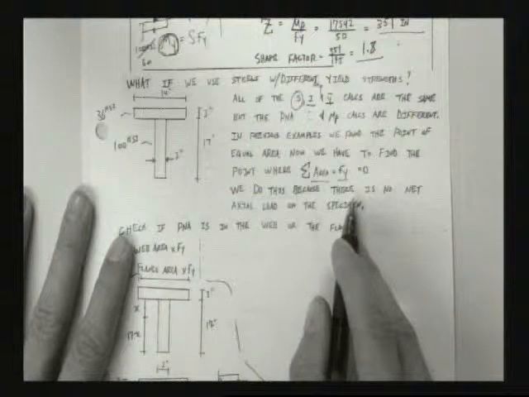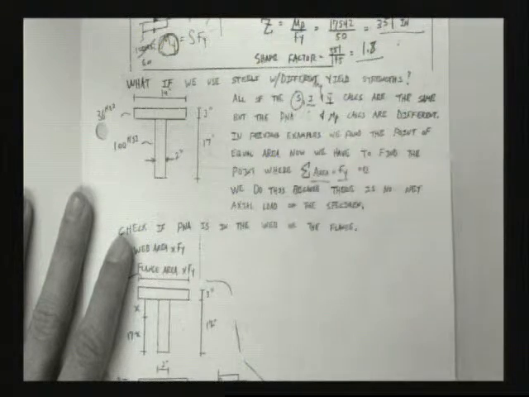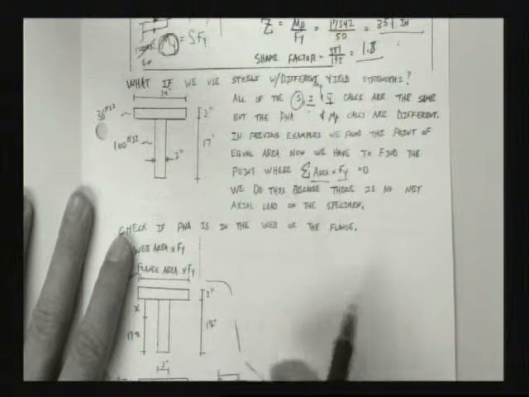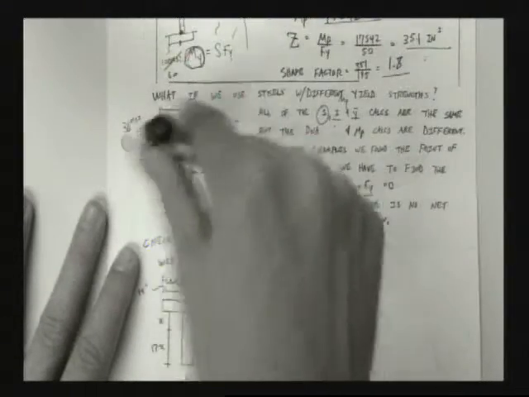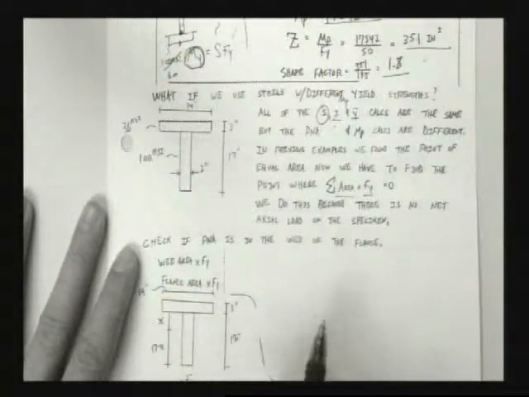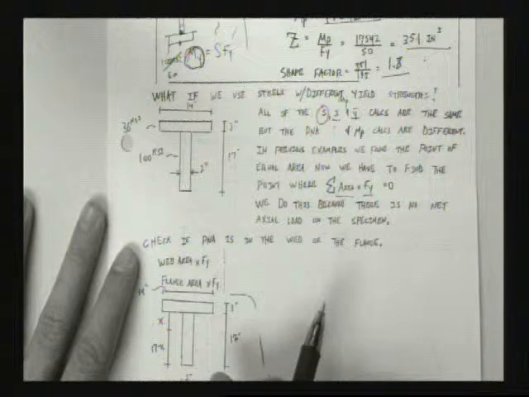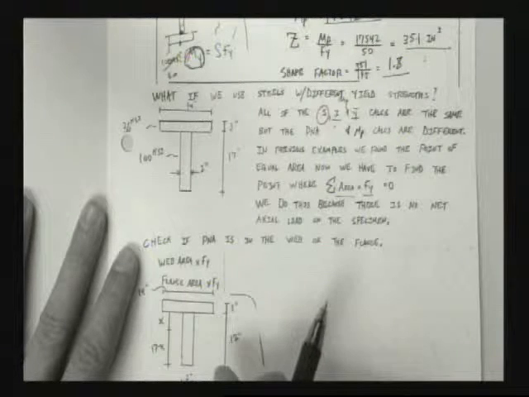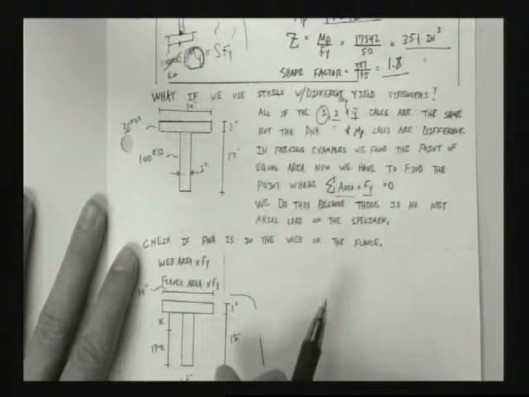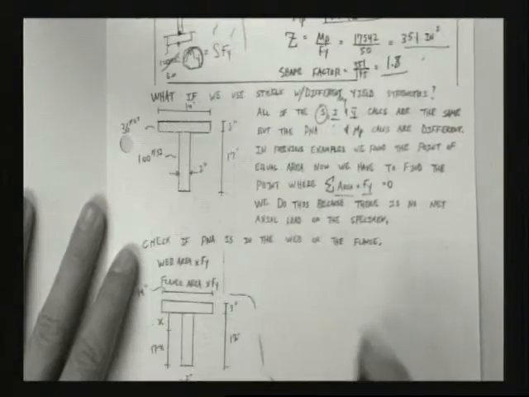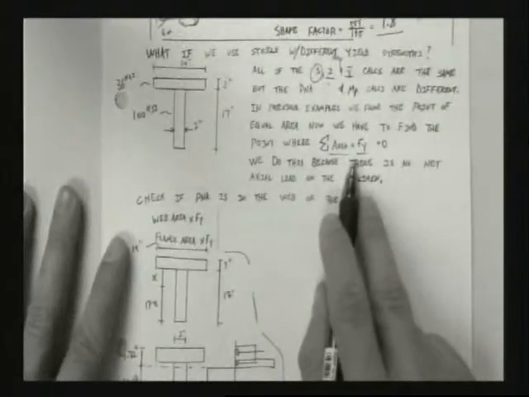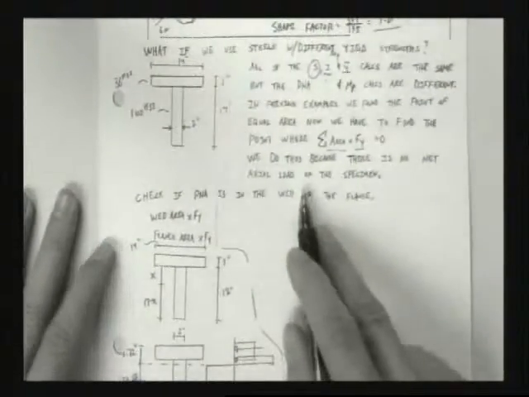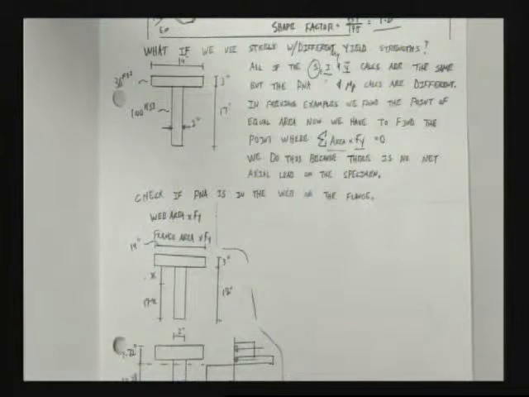Why is that? Because there's no net axial load on the member. So the summation of forces into the page has to be 0. Not, it'd be flying through space, right? Or it'd be an axial load column. Okay? So the sum of the areas times F sub y has to be equal to 0. We do this because there's no net axial load on the specimen.